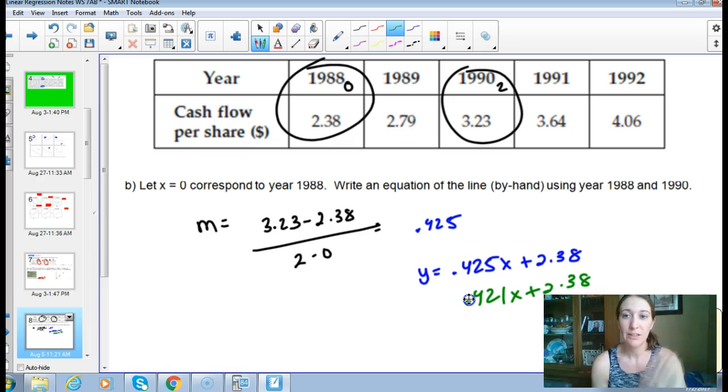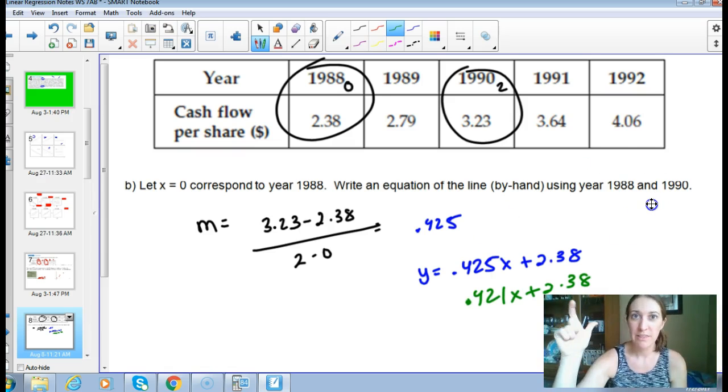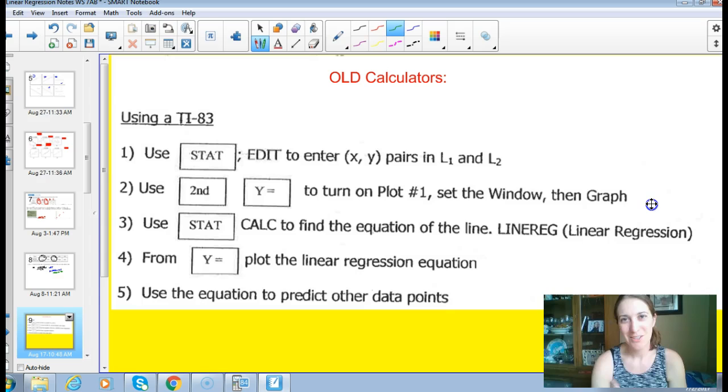If we started calculating the slope between all the different points and kind of compared them to that green one I just wrote down, we'd find that those lines were super close. And the way you hand calculate regression is kind of a tedious process, but totally could do it. We're not going to. All right, so there's a little note about your old calculators.